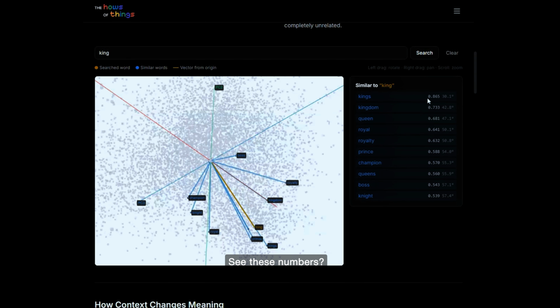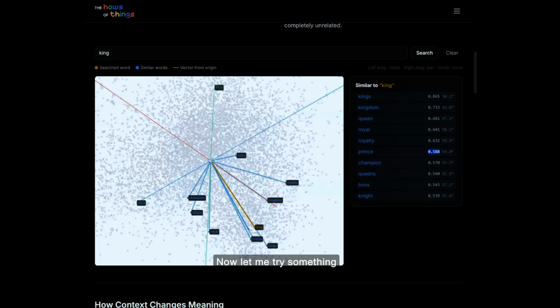See these numbers? The first one is a similarity score, in which 1 means identical meaning or the same position. 0 means totally unrelated. Queen is getting 0.68. Prince is getting 0.588. The number in degrees is the angle between the two word positions, or the two vectors that you see drawn here. Smaller angles mean closer meaning.